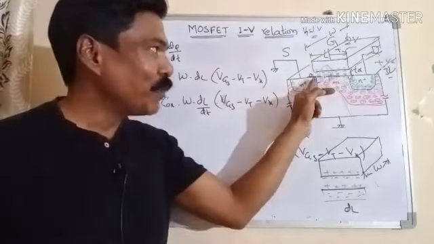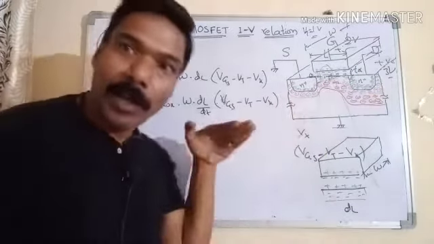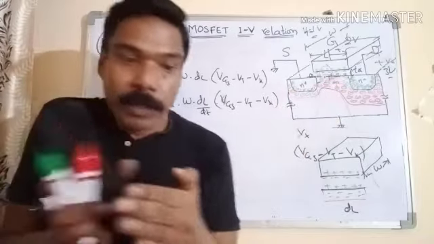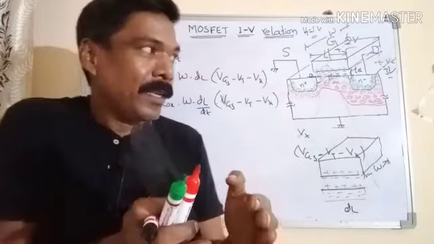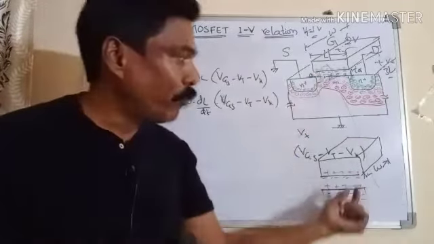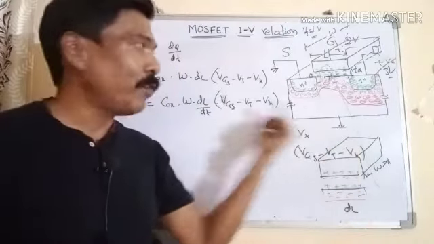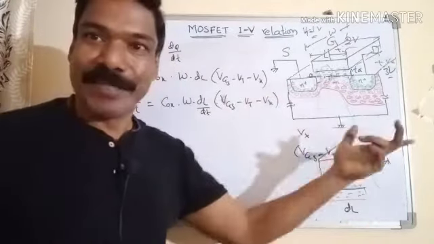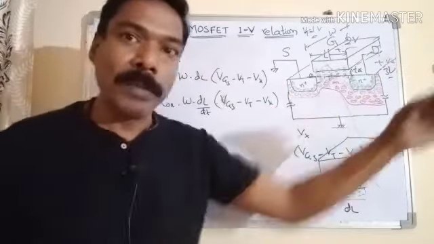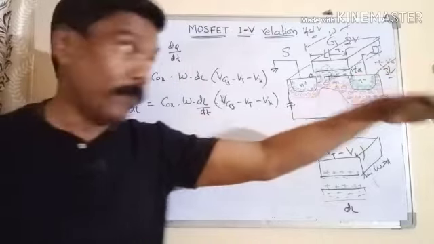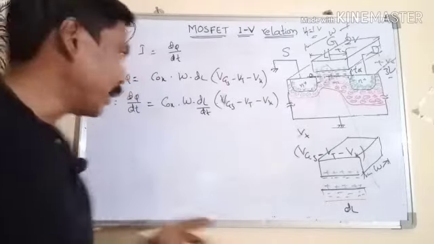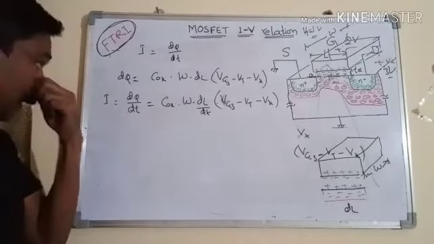The current is flowing from source to drain, from left to right, along the channel. So we can see this channel as divided into different small elements, like different resistors connected in series. The current flowing through one elemental block should be the same as the current through the other blocks, because it is connected in only one path. The resistance of different blocks may be different, but the current through the channel should be the same. The total current I is equal to dq by dt here.